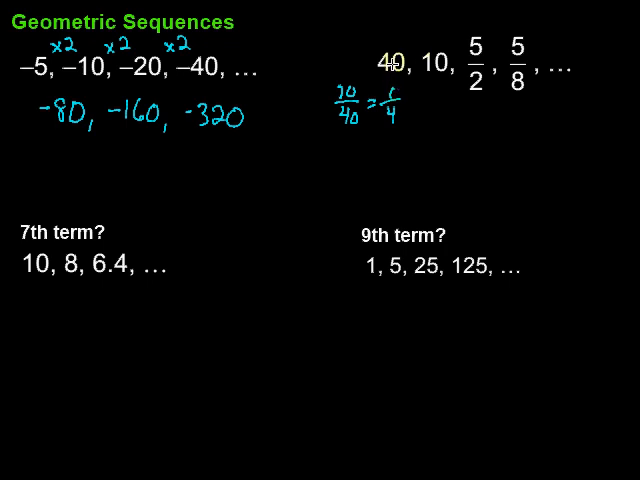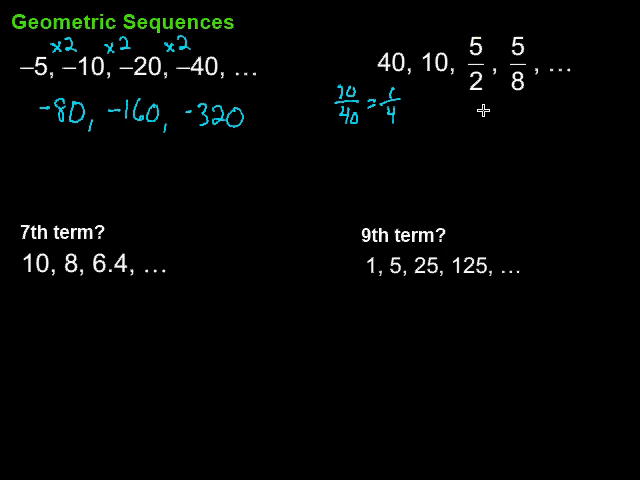Let's just double check, make sure that's the case. So 40 times 1/4, yep, that would be 10. 10 times 1/4 would be 10 over 4, which would simplify to 5 over 2. Then 5 over 2 times 1/4 would be, let's see, multiplying fractions just straight across top and bottom. So 5 times 1 is 5, and 2 times 4 is 8. So yeah, it appears we're multiplying by 1/4 to get from one term to the next.